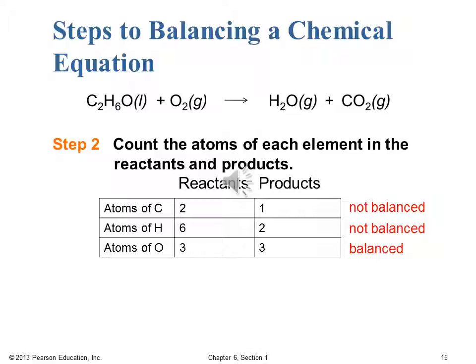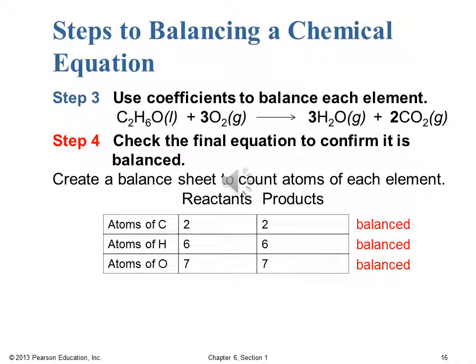We look on the right-hand side, we now have just one atom of carbon in the one carbon dioxide molecule. We have two atoms of hydrogen in the water molecule, and we have three total oxygen atoms, one in the water molecule, and then two in the carbon dioxide molecule. So we don't balance all of them. Fortunately, the oxygen atoms worked out. But again, if that's the only one that balanced, then we're going to have to do something here to manipulate these substances to get the right number of each reactant and product molecule.